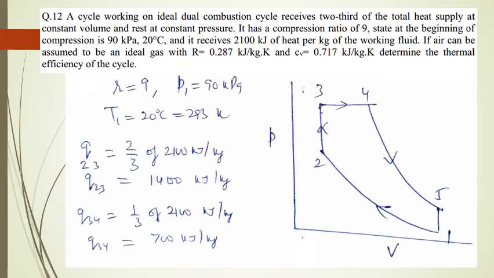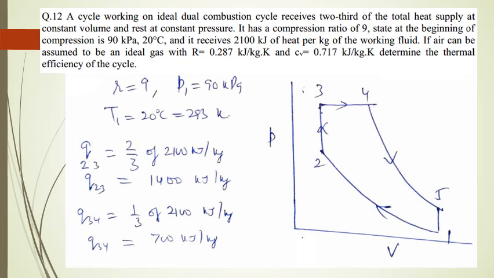Now we have drawn the PV diagram for the dual cycle. 1 to 2 is reversible adiabatic compression process, 2 to 3 is heat addition at constant volume, and 3 to 4 is heat addition at constant pressure. So here in this dual cycle, as I told you in the lecture class, combustion is partly taking place at constant volume and partly at constant pressure. So 2 to 3 is heat addition or combustion at constant volume, and 3 to 4 is heat addition or combustion at constant pressure. Now 4 to 5 is reversible adiabatic expansion, and 5 to 1 is heat rejection at constant volume.